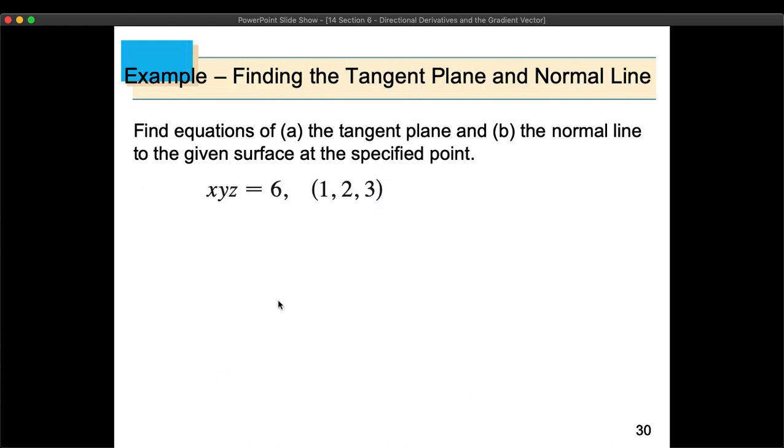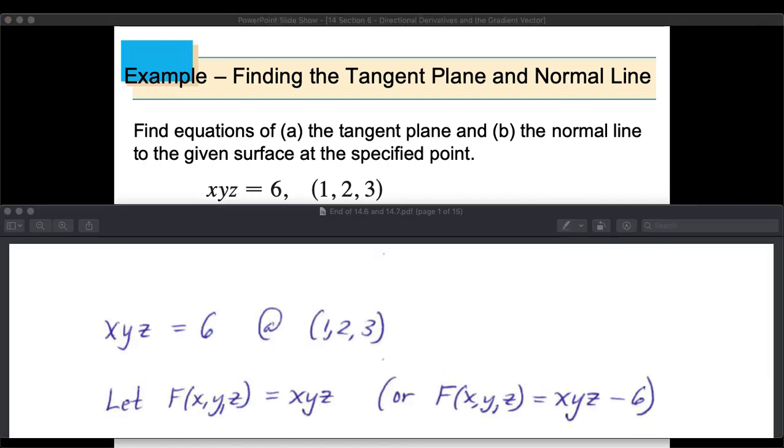So for this first example, let's go ahead and find the equation of a tangent plane and the normal line to the given surface at the specified point. So as we can see here, we have xyz equals 6 at the point (1, 2, 3). And first you're going to start by letting your capital F of x, y, z be equal to xyz. Now we could let it equal xyz minus 6. Basically, you could set this original equation equal to 0.